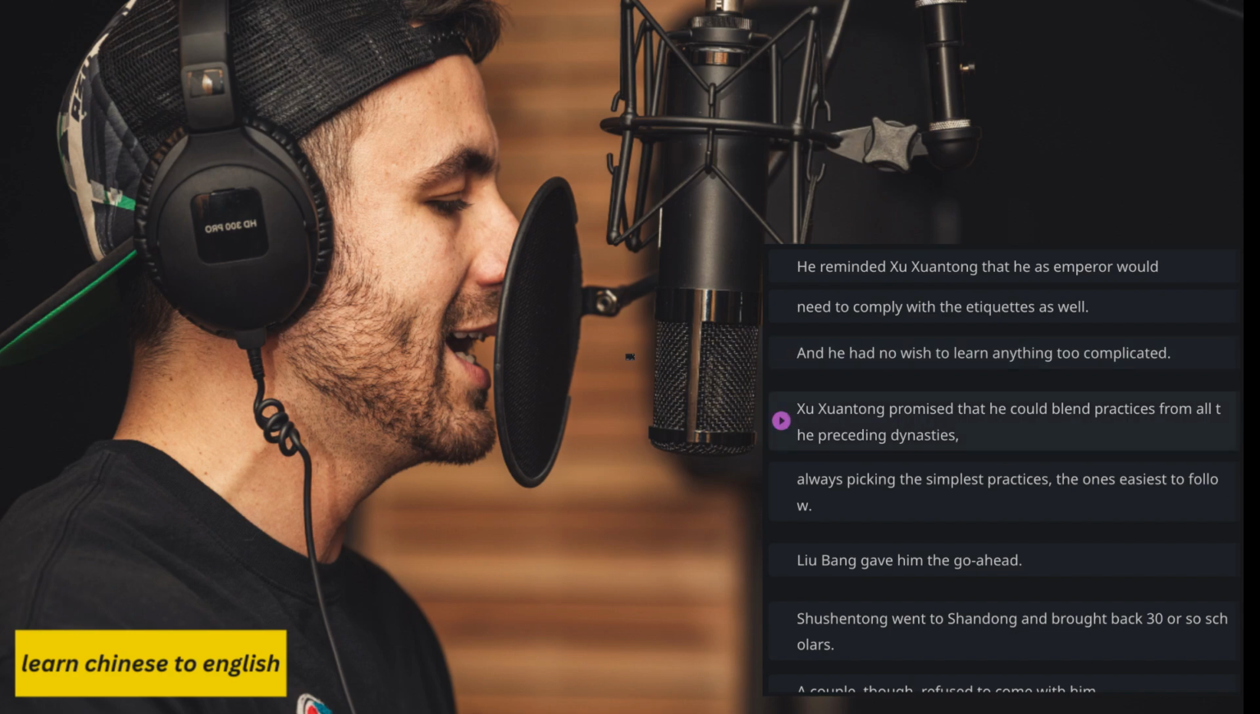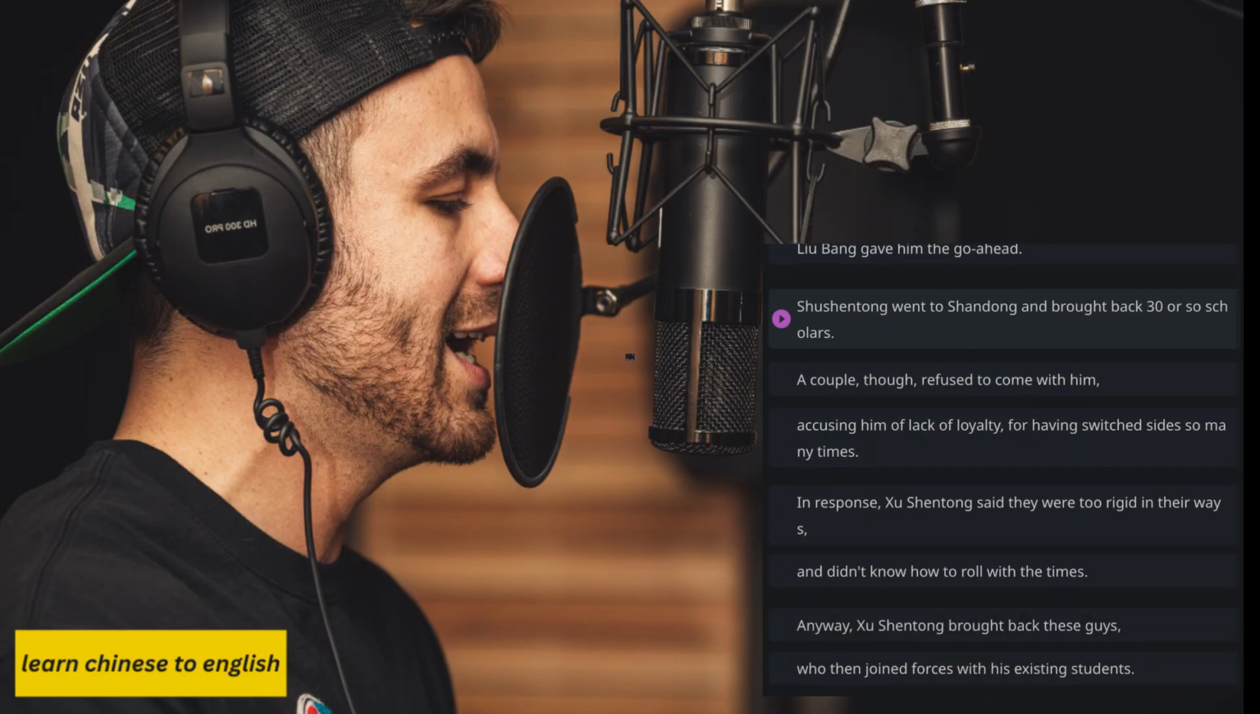Shusun Tong promised that he could blend practices from all the preceding dynasties, always picking the simplest practices, the ones easiest to follow. So, Liu Bang gave him the go-ahead. Shusun Tong went to Shandong and brought back 30 or so scholars. A couple, though, refused to come with him, accusing him of lack of loyalty for having switched sides so many times. In response, Shusun Tong said they were too rigid in their ways and didn't know how to roll with the times.